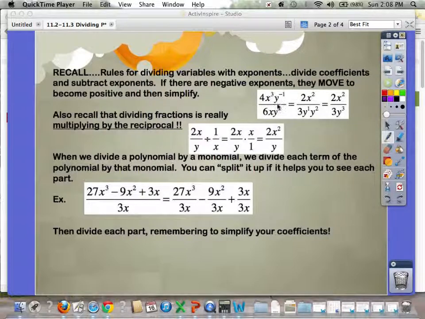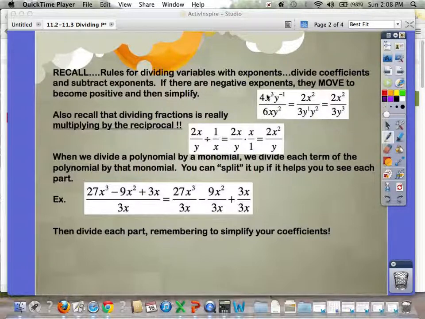Then you need to look at the variables. I have an x cubed at the top and an x to the first at the bottom, so I subtract those and the number goes on the top because it's positive. And then the y, I have a negative y. I'm going to move it down to the bottom to make it positive. And when I do that, now it's multiplying variables with exponents, so you add them. So that becomes y to the third power. So the final answer is 2x squared divided by 3y cubed.